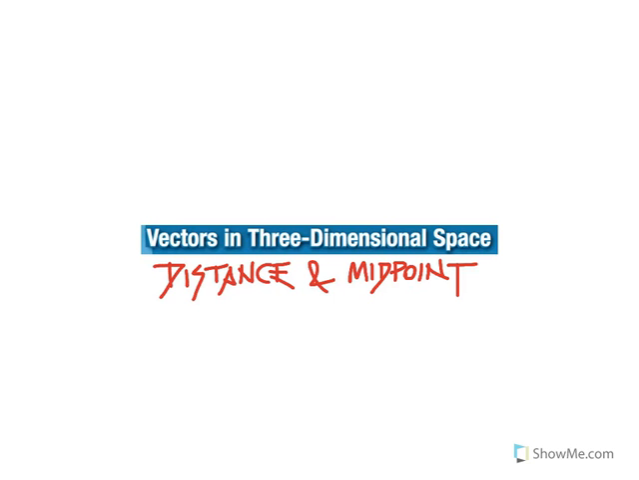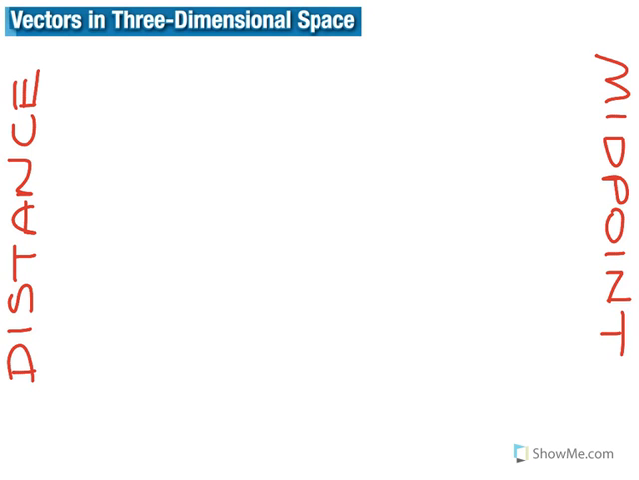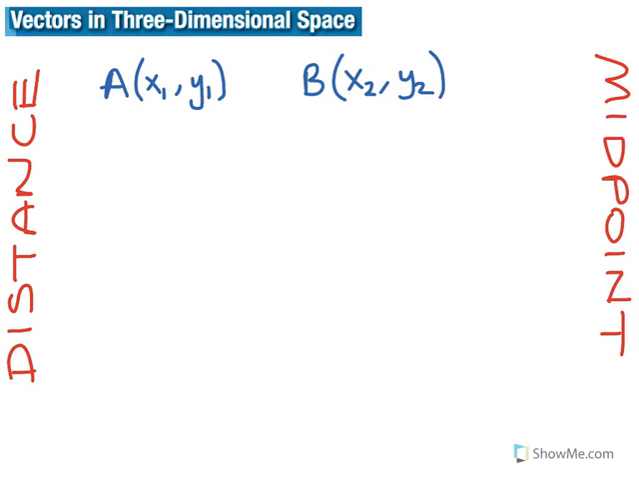In this video we are going to go through distance and midpoint in three-dimensional space. So if you have 2 points, say A and B, like that, with the coordinates x1, y1 and x2, y2, which is actually in the coordinate plane, two-dimensional.